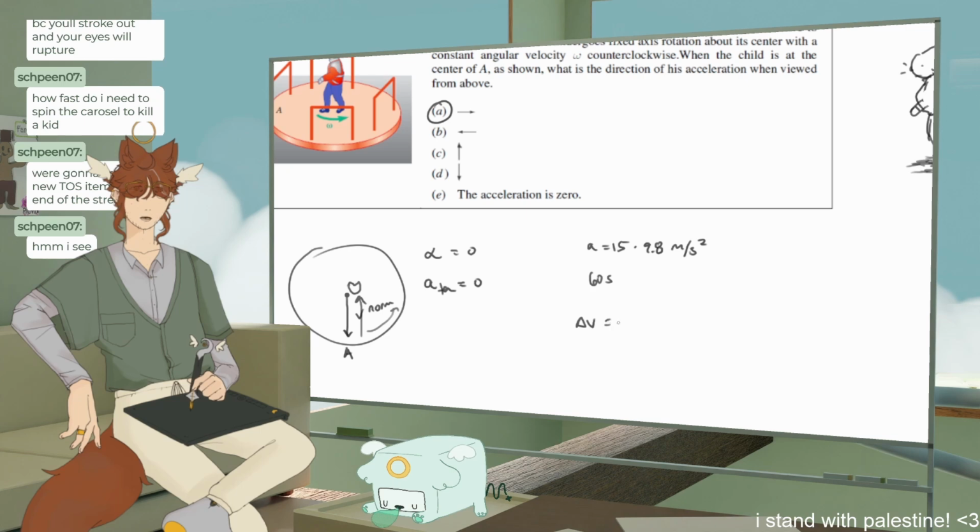So delta v equals at. Delta v would have to be, assuming we start at rest, 15 times 9.8, and then times 60. Okay, that's 8,820 meters per second.